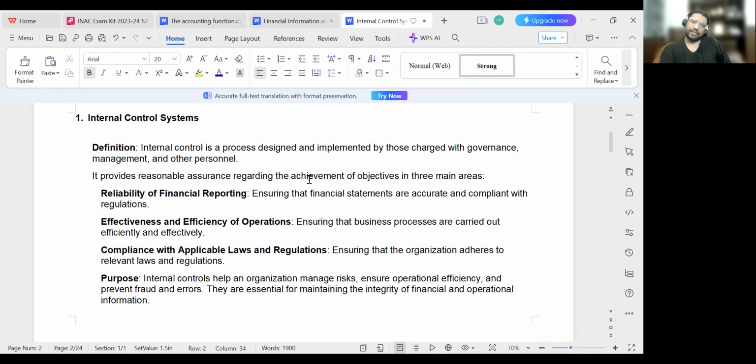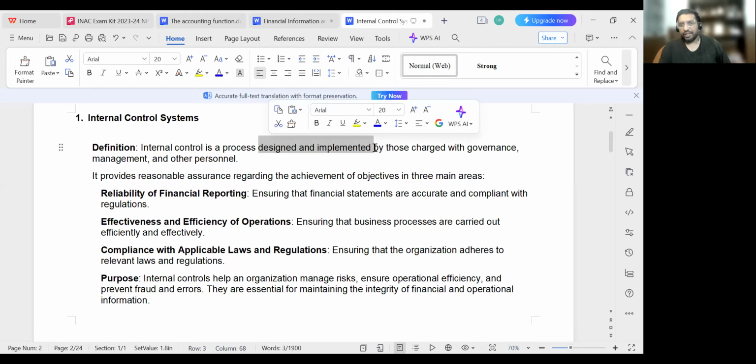Okay, internal control system is a process designed and implemented by those charged with governance. You would hear this, you would read this line often during your preparation. So we have to understand what is meant by those charged with governance. So governance, that's basically your board of governance, right? Board of governance is a very effective part of the internal control system of any organization.